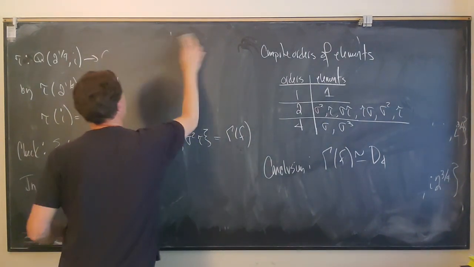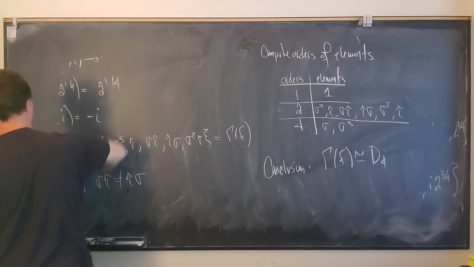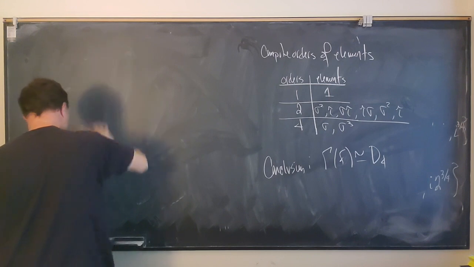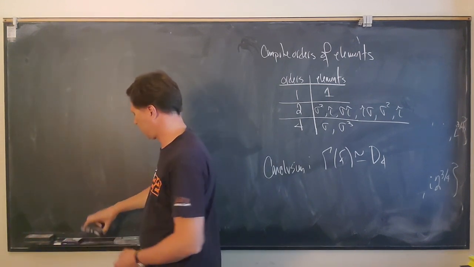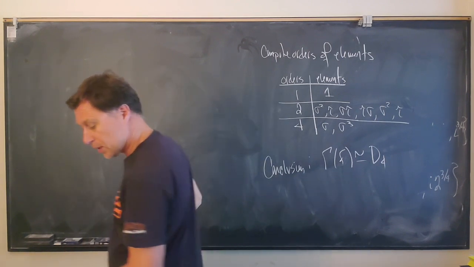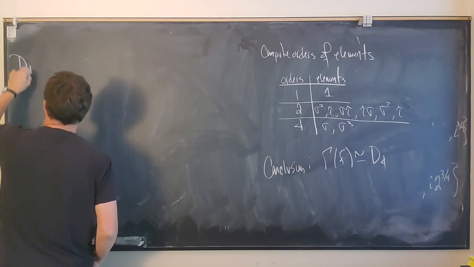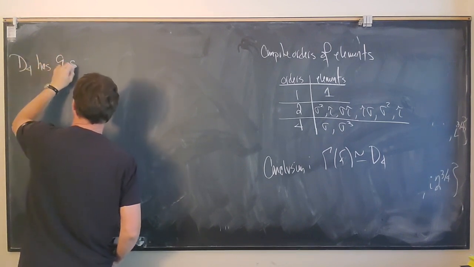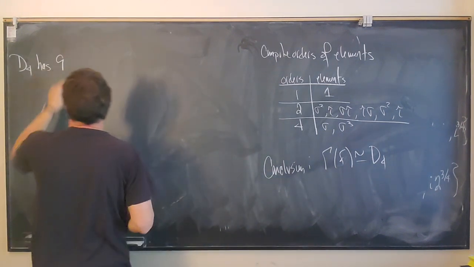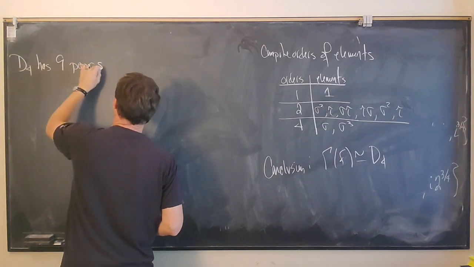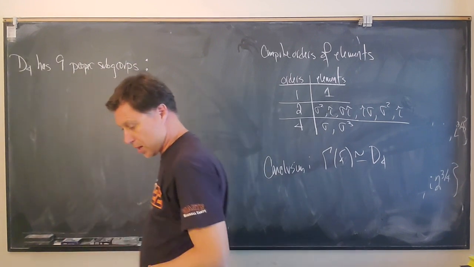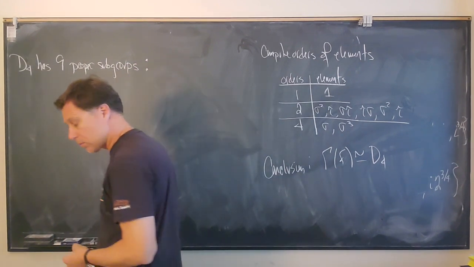You're going to need to know this for a homework problem. I'm actually going to now work out the subgroup lattices. If you turn to any algebra book, you'll be able to figure out who the subgroups are, or it'll list the subgroups of D4. So D4 has 9 subgroups, 9 proper subgroups. So 9 subgroups. There are 5 subgroups of order 2.